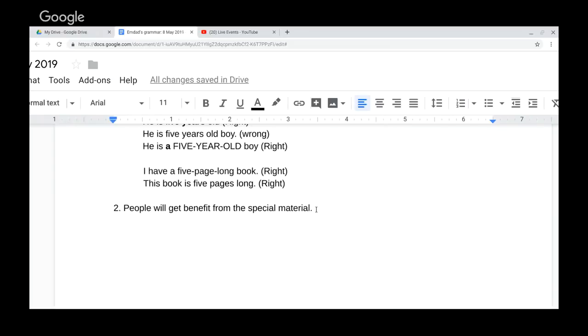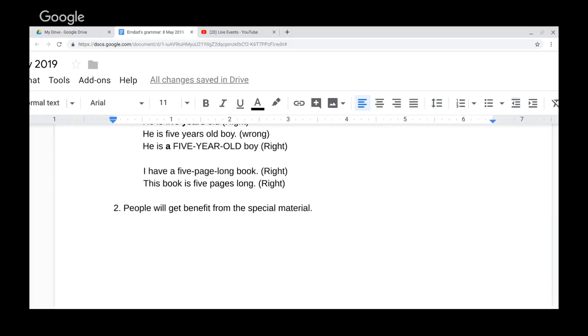Now tell me, what do you think about this sentence? People will get benefit from the special material. Who thinks this is right? There's a rule that you have to learn and understand about when to use benefit and when not to use it. There are only two ways of using benefit, and we will learn both of them today. Native speakers use benefit in two different ways. What are those ways? We'll learn it today.